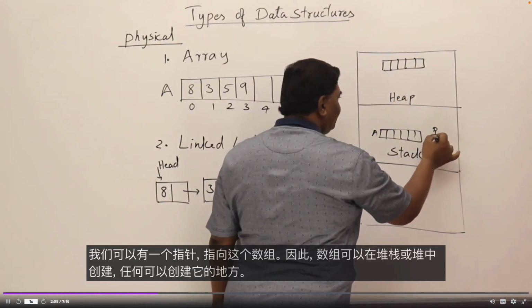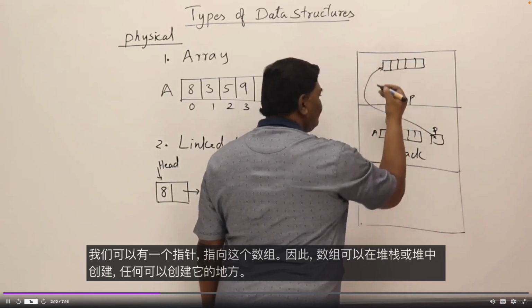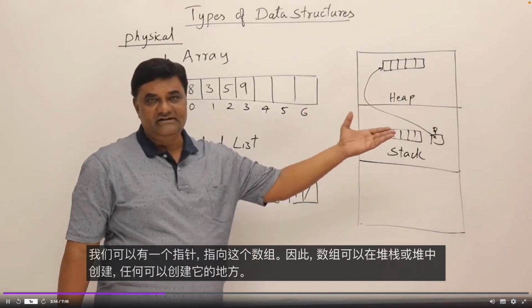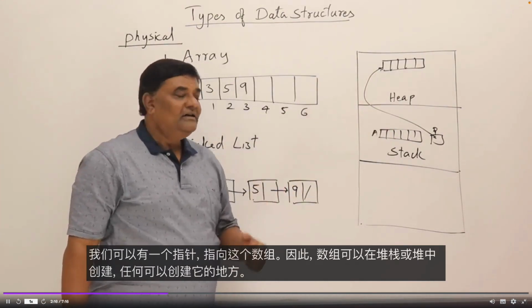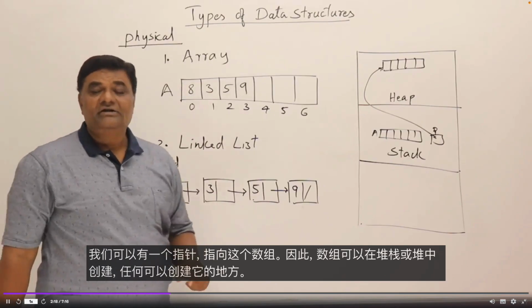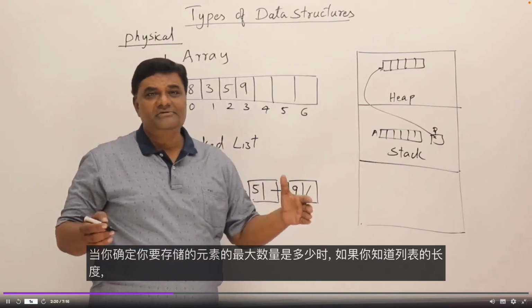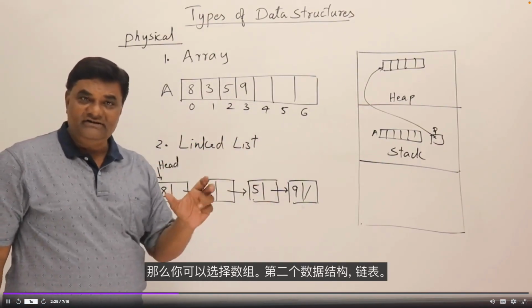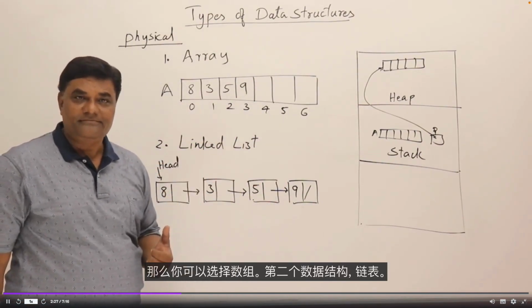We can have a pointer pointing to this array. So an array can be created either inside the stack or inside the heap, anywhere it can be created. When to use this data structure? When you are sure what is the maximum number of elements that you are going to store. If you know the length of the list, then you can go for an array.